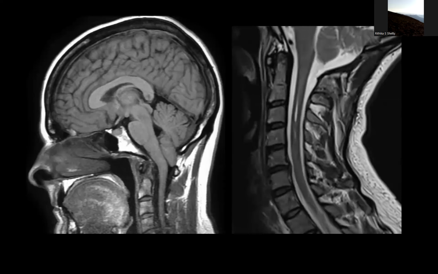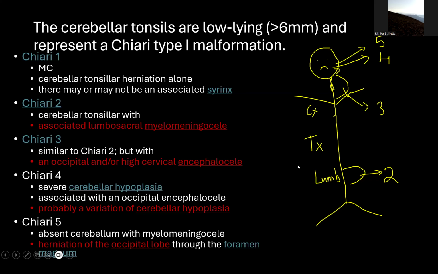Last spotter. So in this case, we can see the herniation of the cerebral tonsil when we draw a line from basion to opisthion, more than 5 mm. There is herniation of the cerebral tonsil, and also there is syrinx. So this is Arnold Chiari type 1. Just an easy way to remember.